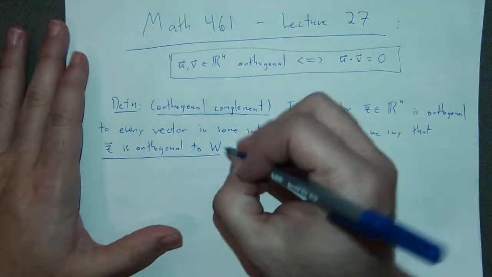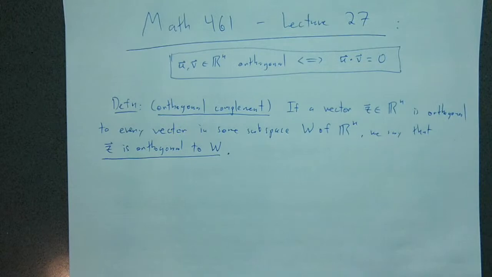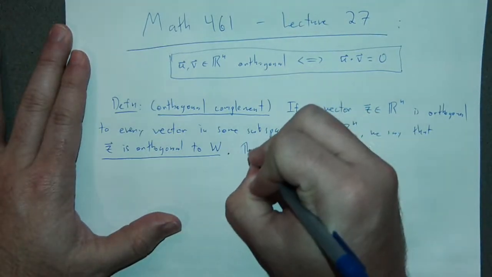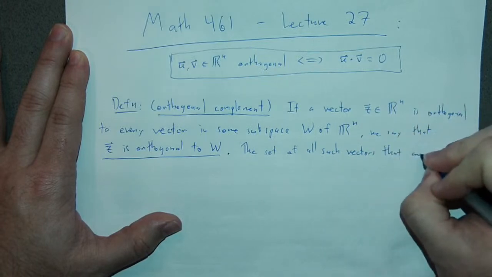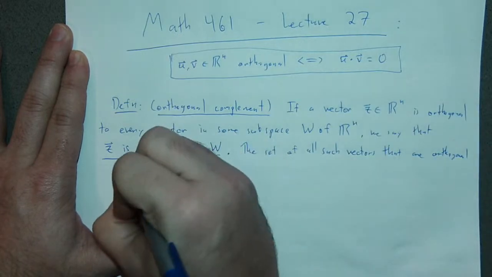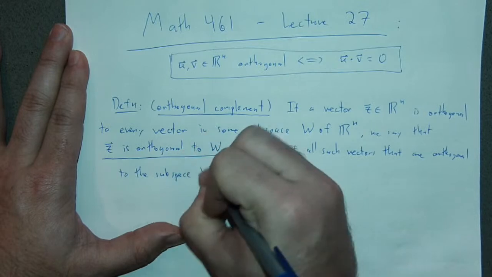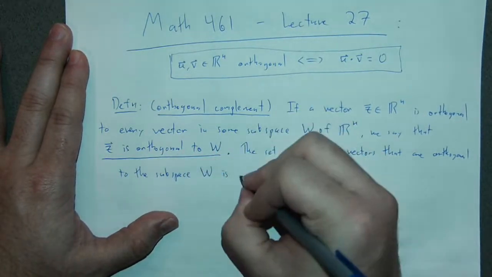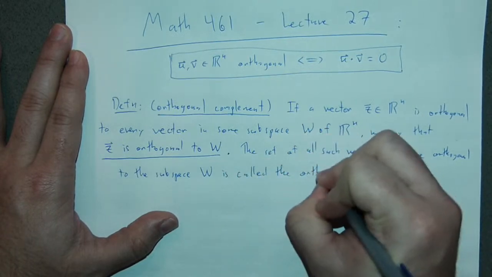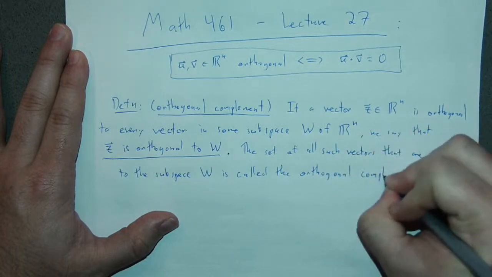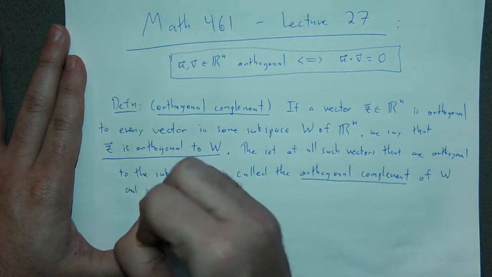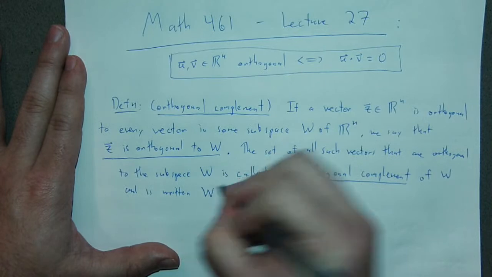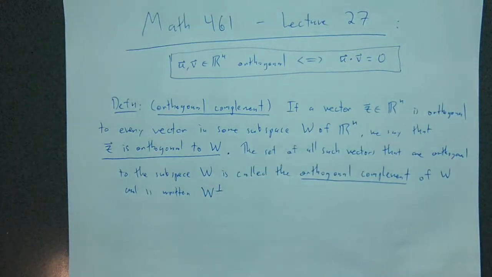And so this just gives us a way of saying that a vector is orthogonal to some subspace. Now that we have the notion of a vector being orthogonal to a subspace, we can consider the set of all vectors that are orthogonal to some given subspace. The set of all such vectors that are orthogonal to the subspace W is called the orthogonal complement of W, and is written as W with this perpendicular symbol right here. Okay, this superscript that is a perpendicular symbol.